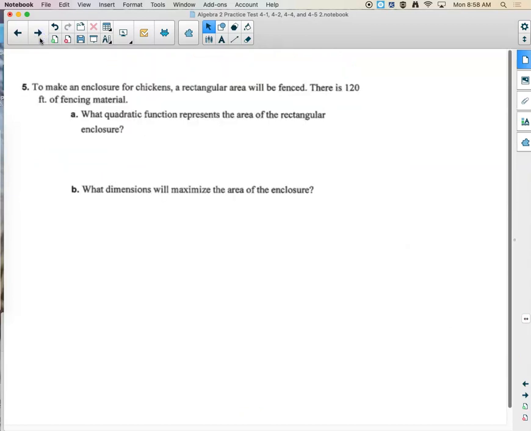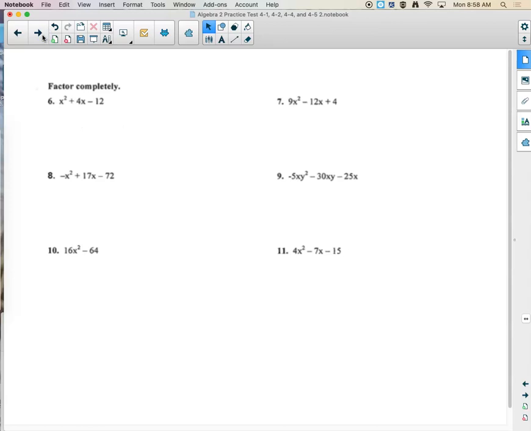All right, now we're factoring like crazy and factoring to solve. Oh, we're going to skip this chicken problem. There's not going to be one on the test, so I'm going to skip the chicken problem, even though I like the chickens. There it is.